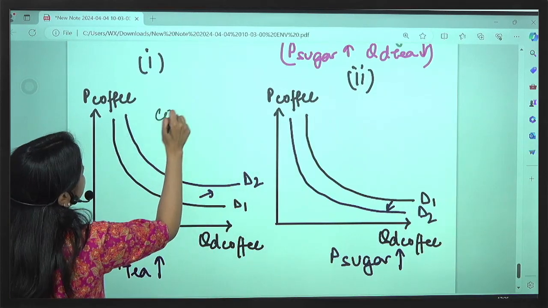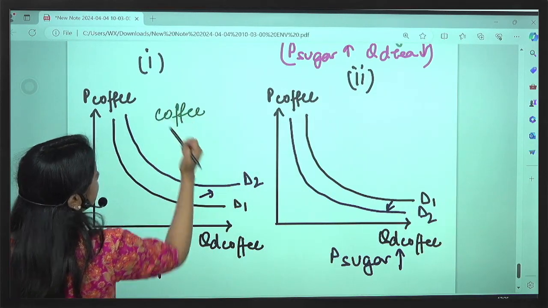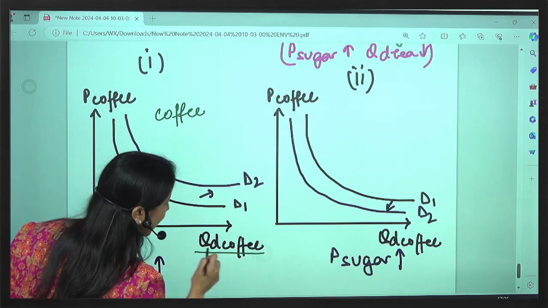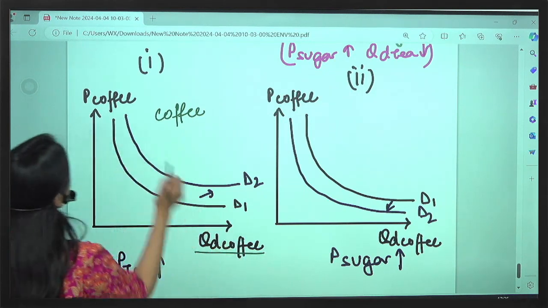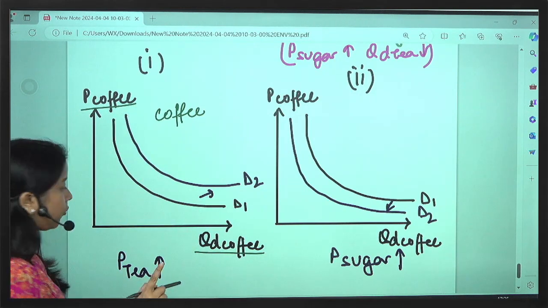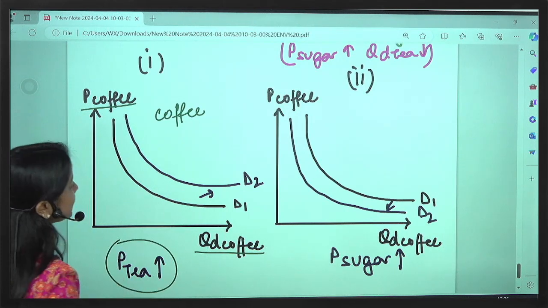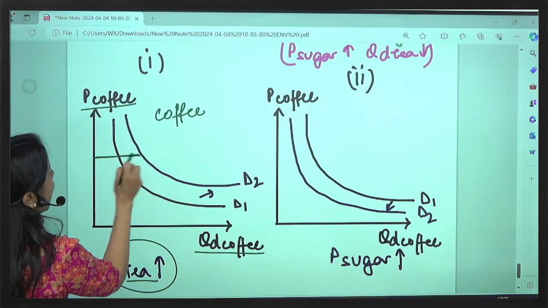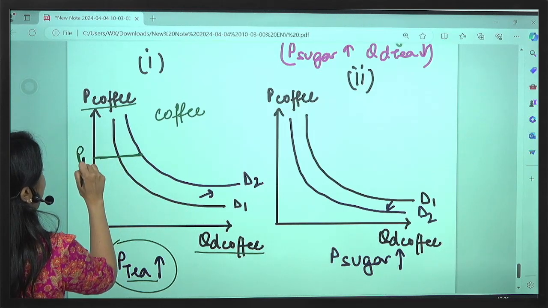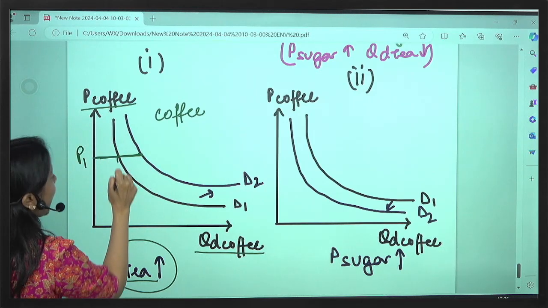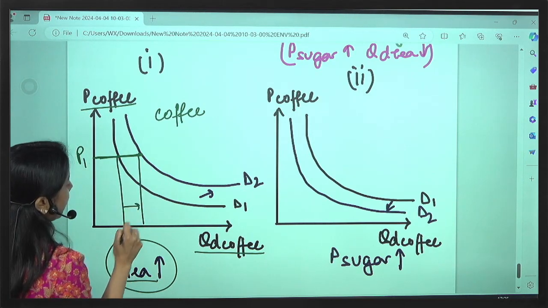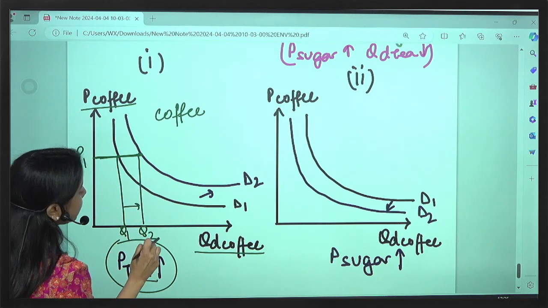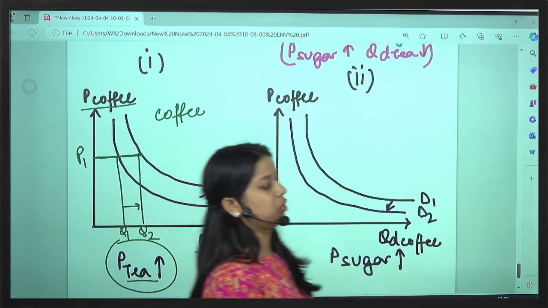These are similar goods, and we can show it using the diagram as well. Here my own good is coffee. So QD is quantity demanded of coffee, P is price of coffee. If the price of tea is increasing, at the same price of coffee, I will demand more, because now it has become relatively cheap compared to tea.